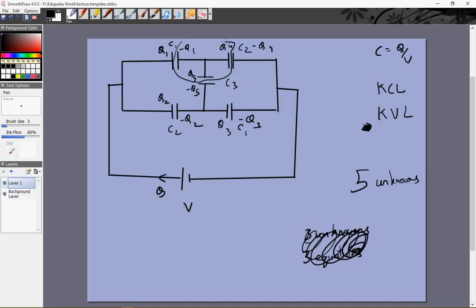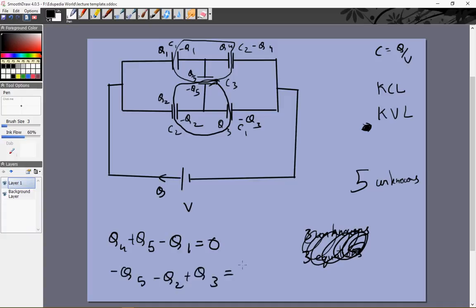that the sum of the charges on these three plates will be zero, because this is an isolated system. So Q4 plus Q5 minus Q1 is equal to zero. Similarly, the sum of the charges on these three plates will be zero. So that will give me minus Q5 minus Q2 plus Q3 equal to zero. And obviously one relation can be, if Q is going here and it is being divided into these two, then Q is equal to Q1 plus Q2. Q is not an unknown, remember that.